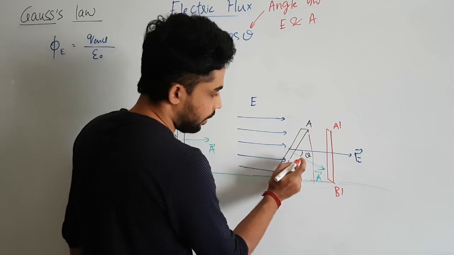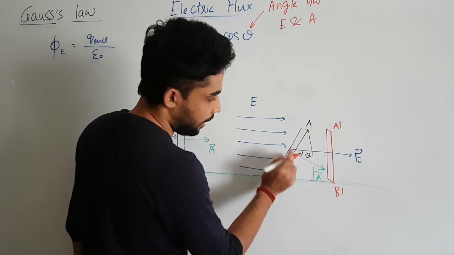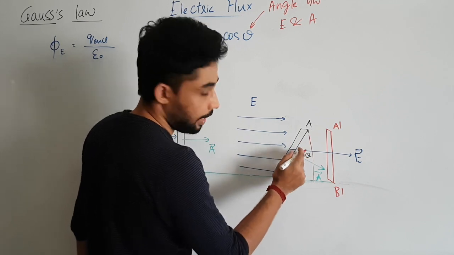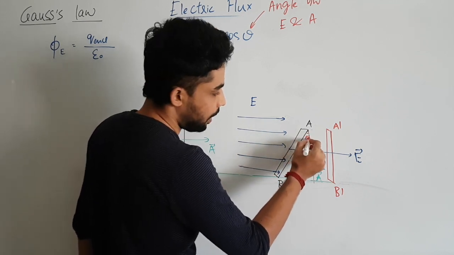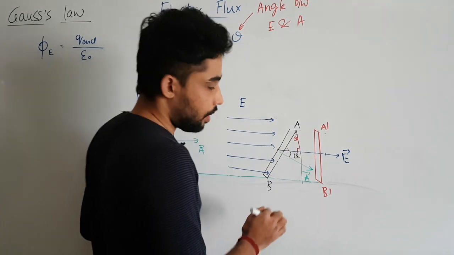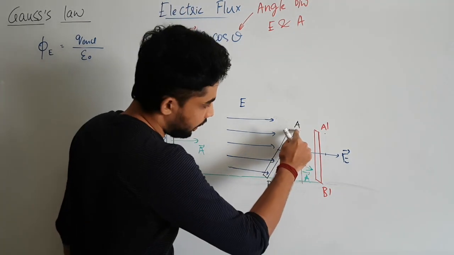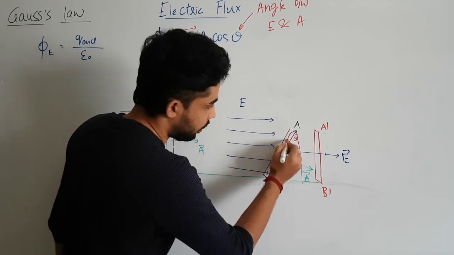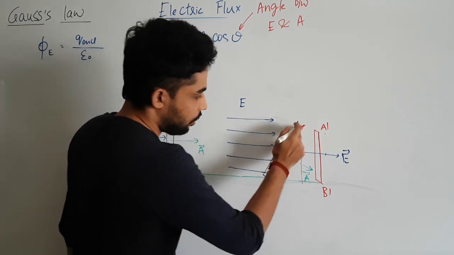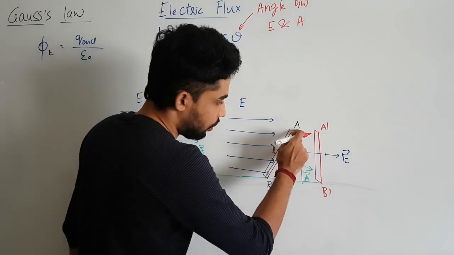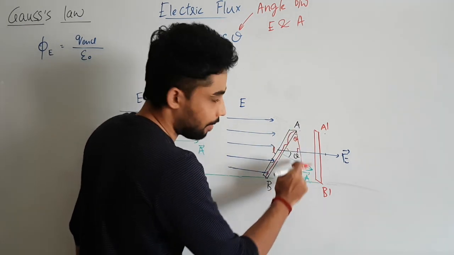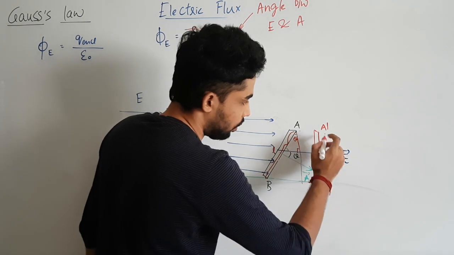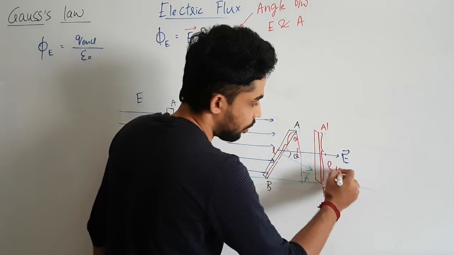So if this is theta, as you can see, this whole angle will be 90 because this area vector is perpendicular to the surface. So this angle will be 90 minus theta. So this angle would be theta because here it is 90. Now if I take this length, this area's length, I'll call this entire length L. So if this is theta, this length becomes L cos theta. So this is the same as this one, right? So this entire length becomes L cos theta.